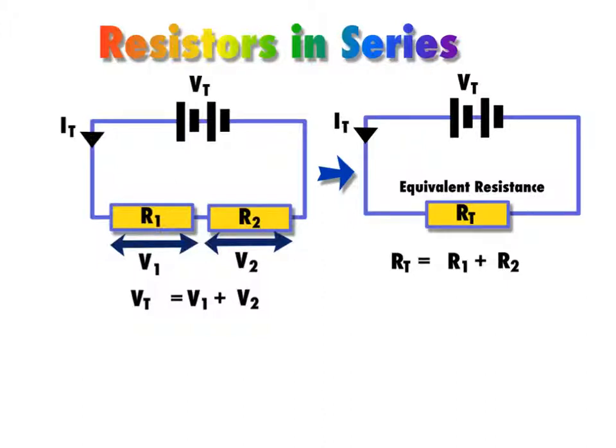Now many circuits like this will give you actual values and you will have to make a calculation. For example, if it was 6 ohms and 10 ohms, then R total would be 6 plus 10, which gives you 16 ohms.